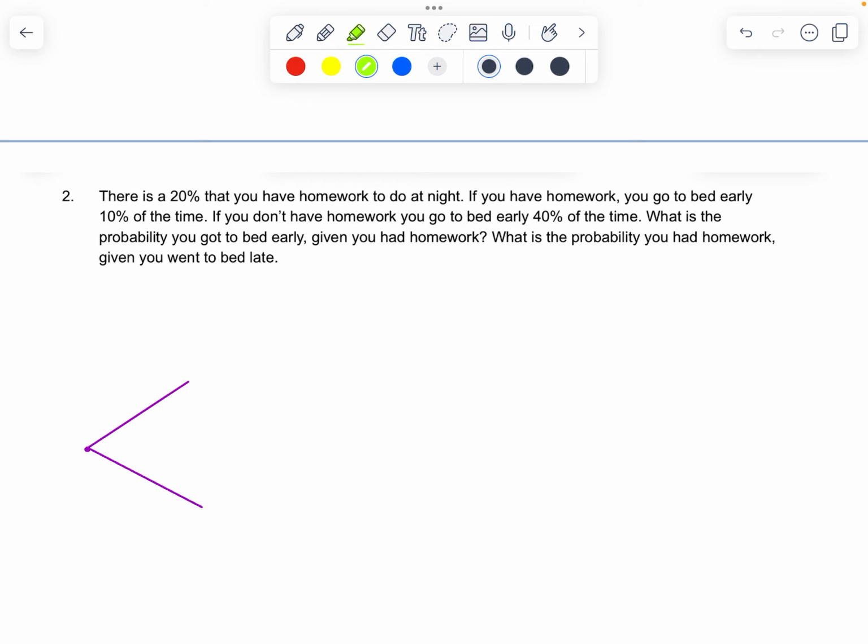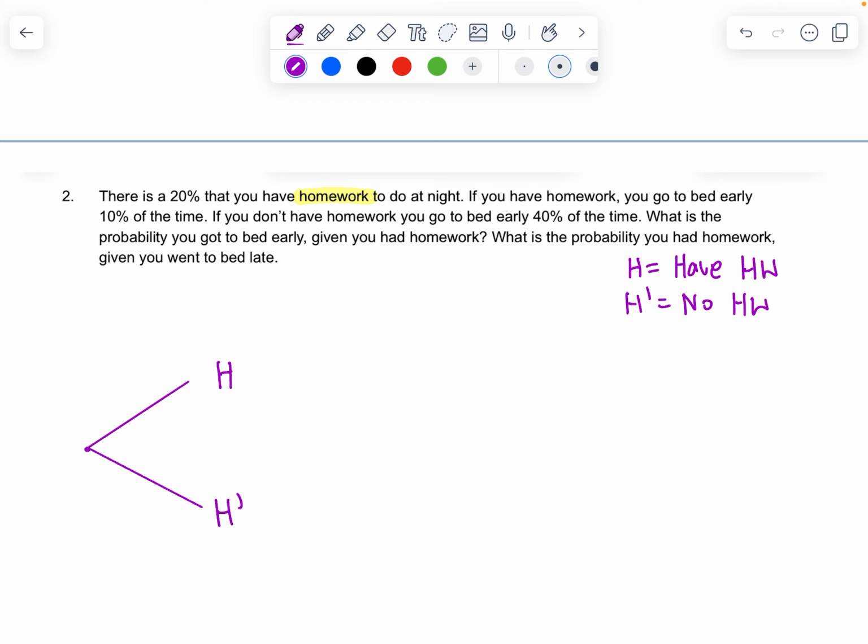And the two things that are going to happen is whether or not you have homework, right? So let me call H as have homework and H prime as no homework. It says 20% chance that you have homework. So two things are going to happen: either you have homework or not. So 0.2, and the opposite is 100 minus 20%, which is 0.8.